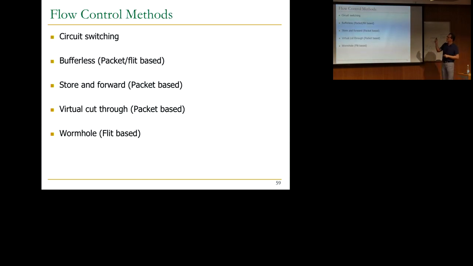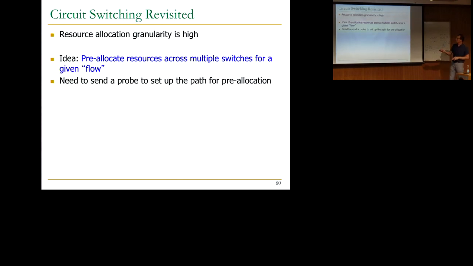OK, so there are many flow control methods. Let's see which ones I want to really talk about. But circuit switching is one, as we've discussed. Bufferless, packet or flit-based, store and forward, virtual cut-through, wormhole. There are other ones also. So circuit switching, let's take a look at this one.